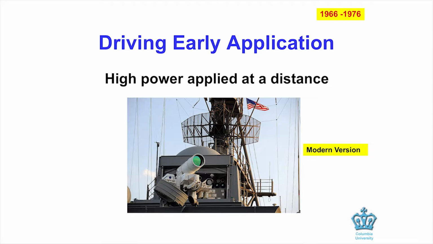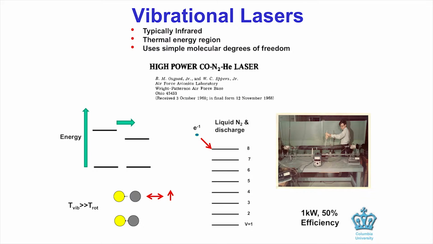Okay, so I'd like to use a couple of examples of my own. And let's start with vibrational. Most of the initial high-power lasers were vibrational lasers. So typically these were in the infrared, and so this is in the thermal energy region of the spectrum, okay? And it uses simple molecular degrees of freedom. Okay, so what do I mean by that?